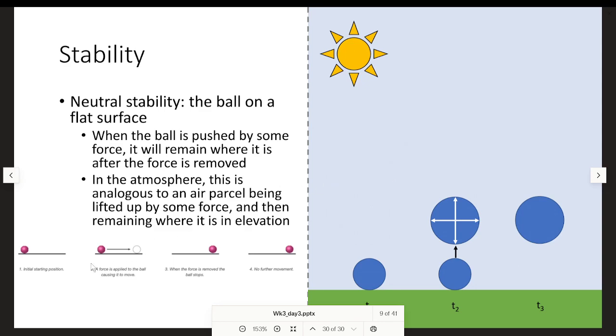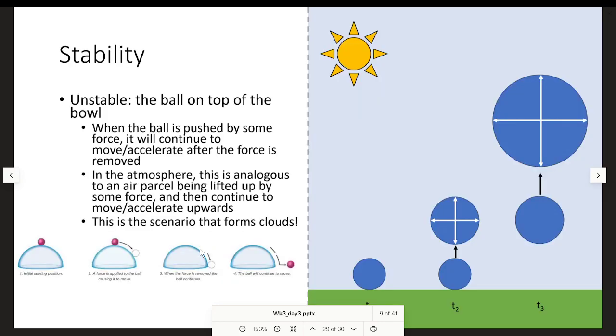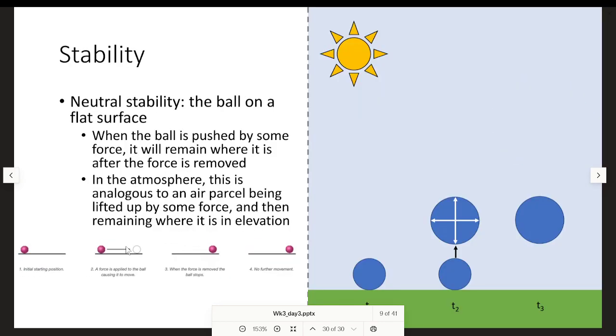So we have this ball in its initial starting position. A force is applied to the ball, causing it to move. When the force stops, the ball stops and there's no further movement. But if this was unstable, you would push on the ball and it would keep going, even when you stop pushing on it. So, yeah, it's not too difficult.